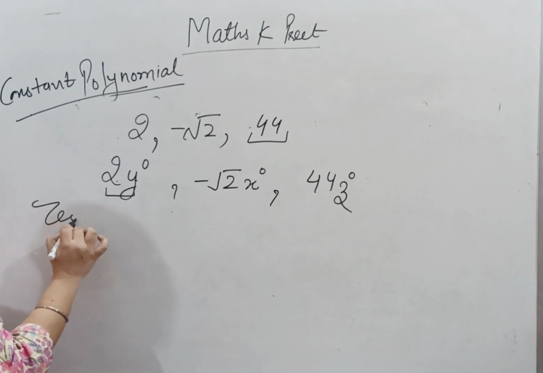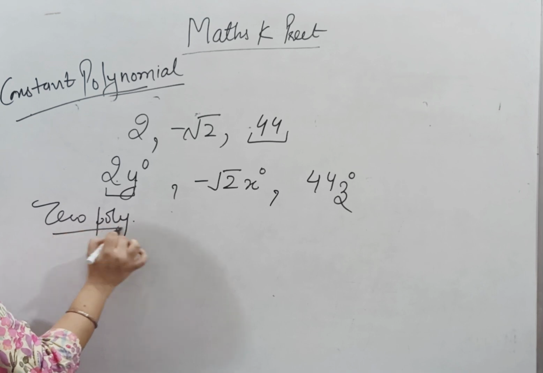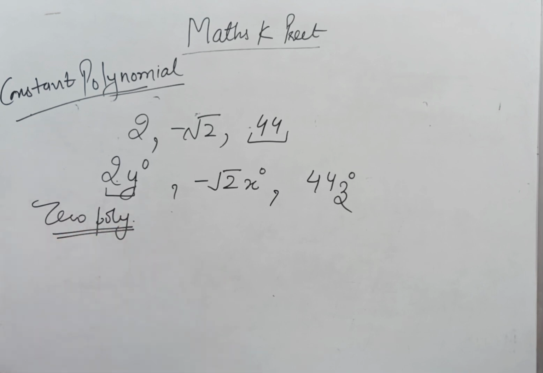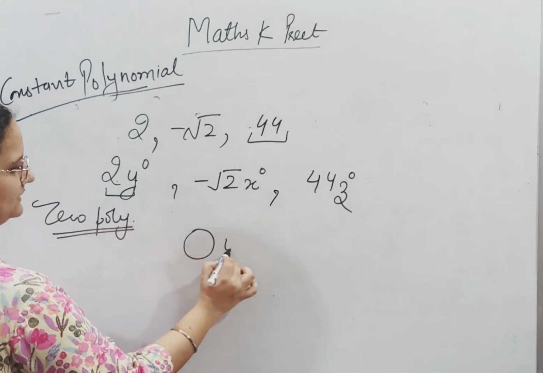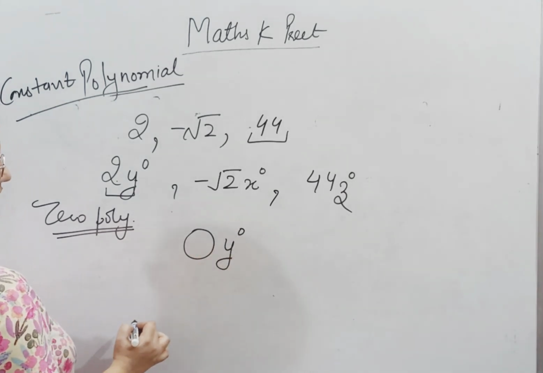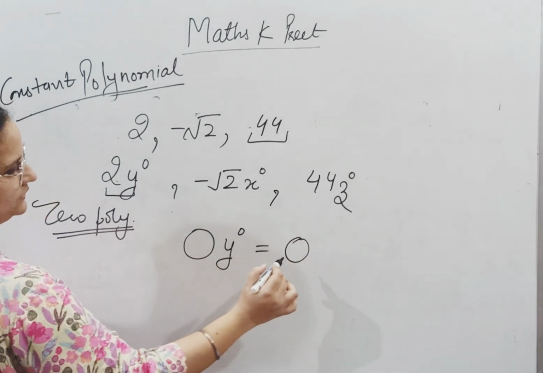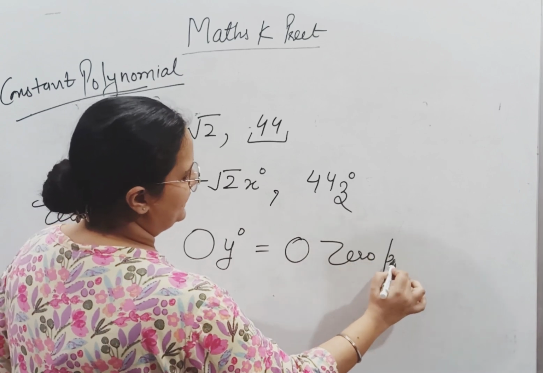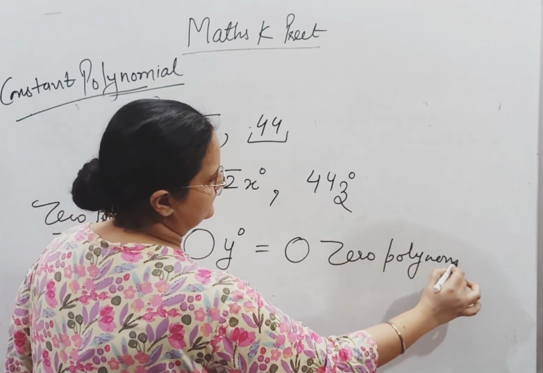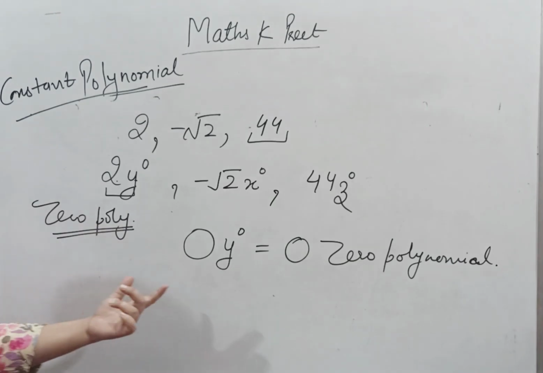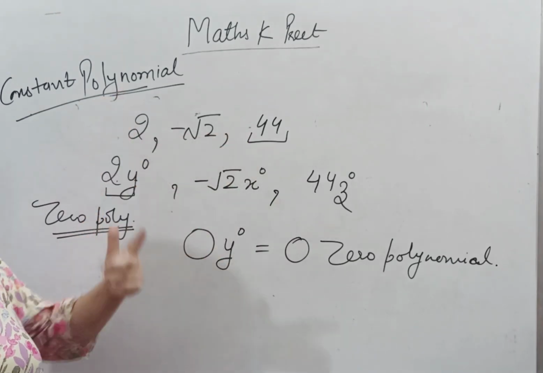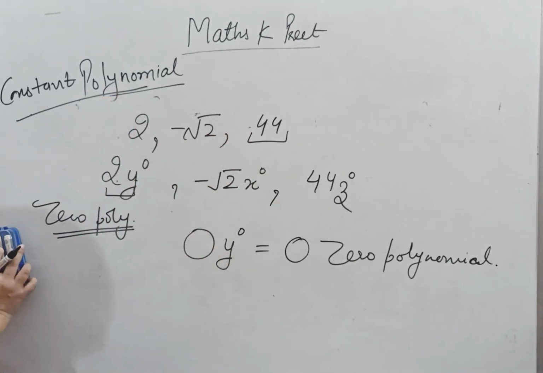All these are constants. So these are basically the constant polynomials. Next is the zero polynomial. When our constant is fixed to 0, when I have written 0, the constant is fixed to 0. So this is our zero polynomial. This plays a very important role in higher standards. Zero polynomial is only 0, and the other constant values are called the constant polynomials.